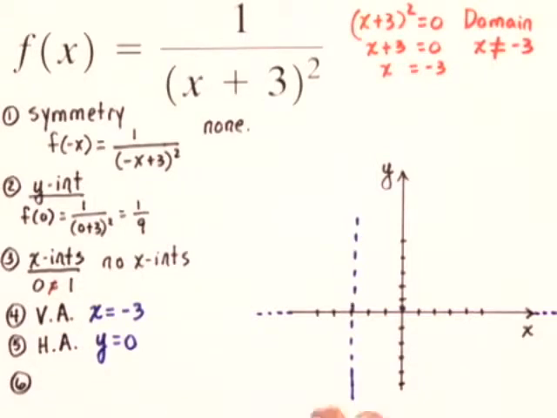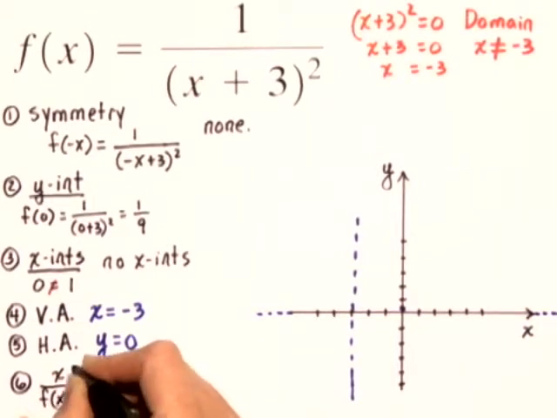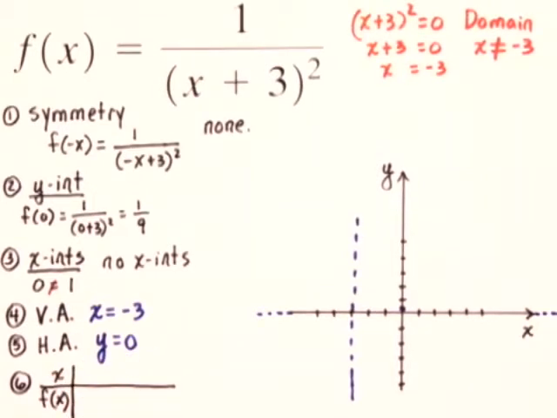Now the question is, how do we finish our sketch here? What we need to do is plot points between each vertical asymptote and each x-intercept. Well, we only have one vertical asymptote here and we have no x-intercepts. So we'll simply pick a point to the left of our vertical asymptote and a point to the right of the vertical asymptote. And we'll do that in a little chart down here. We have x and we have our function f of x.